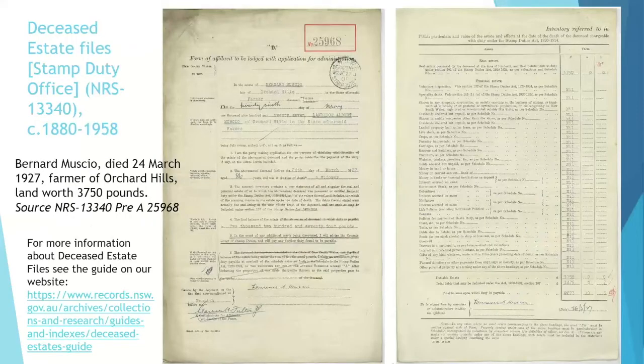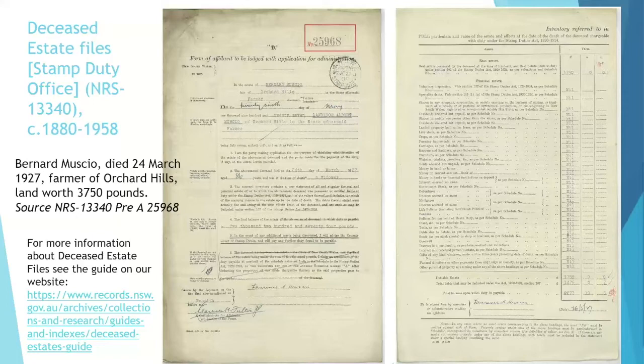So let's move on to our next set of records, which are the deceased estate files. Now, these were created by the Stamp Duty Office from the 1880s to about 1958, and their purpose was to value the estate so that the government could actually take its cut. So you might want to think of these as like a death duty, an inheritance tax, but it's basically the valuation of the estate so that the government can take a portion of the estate as a stamp duty tax.